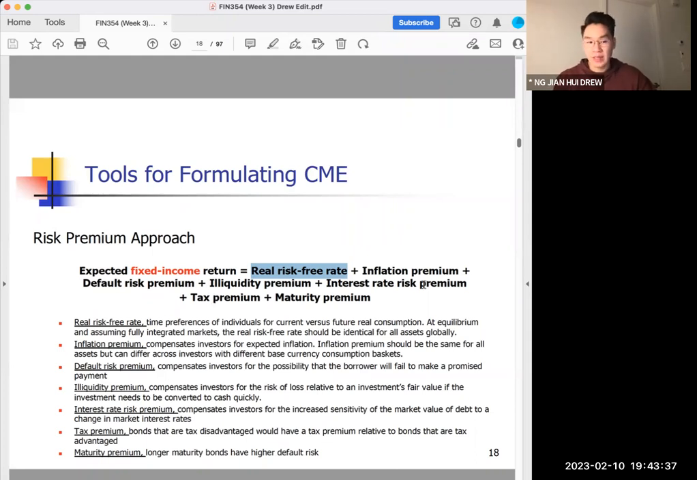And there's interest risk premium. Just now we talked about when interest rate changes, the bond price will increase, decrease, whatever, right? And then there's tax premium and maturity premium. So tax is, whether the bonds will be taxed, the coupons are taxed, whether par value will be taxed at the end of the day, and of course, maturity premium. Basically, the longer you hold a bond, the higher the risk of default, and therefore the higher the maturity premium. Right.